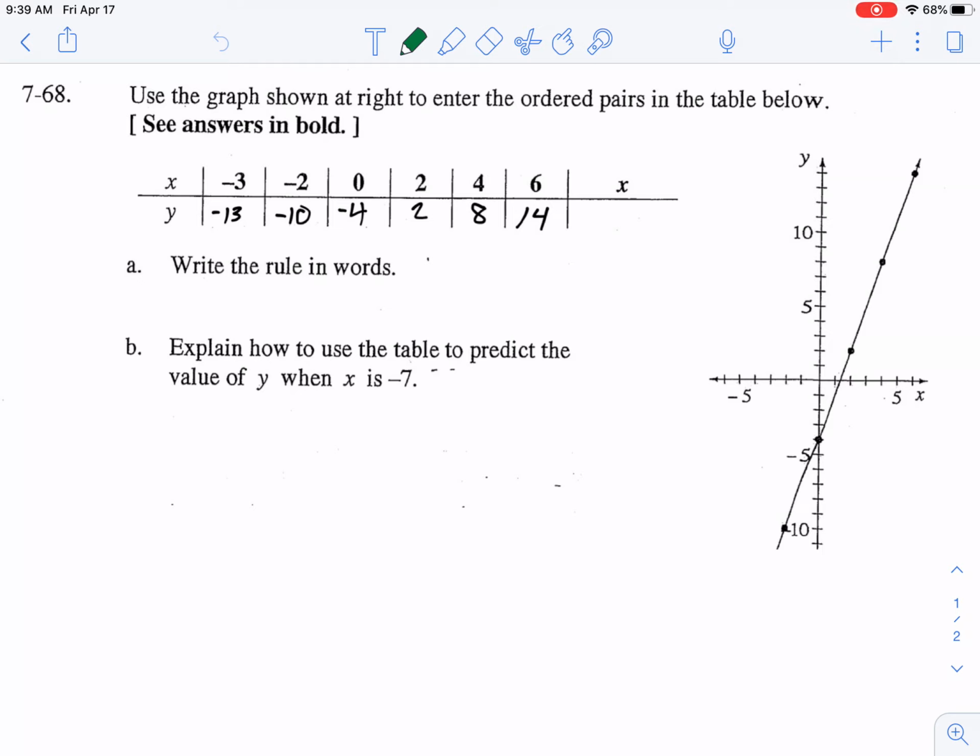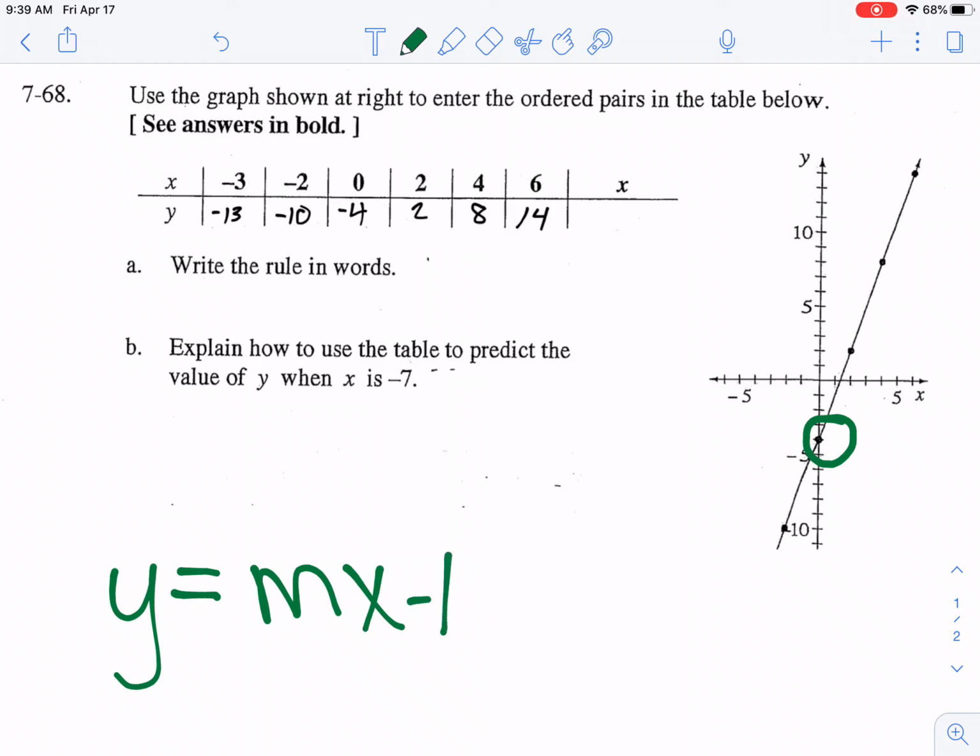The important points that you need to always look at would be where it crosses the y-axis. So if our rule is y equals mx plus b, that b is where it crosses the axis. So far I'm going to have y equals plus negative 4, because that's where it crosses, okay?